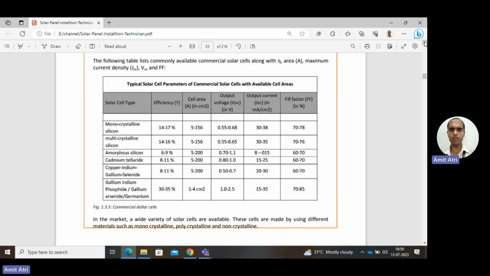Last one, gallium indium phosphide or gallium arsenide or germanium. So it has a combination of these elements. Efficiency is much higher, 30 to 35%. Cell area 1 to 4 centimeter square. Then output voltage 1 to 2.5 volt. Output current 15 to 35 milliampere per centimeter square, and fill factor is 70 to 85%.